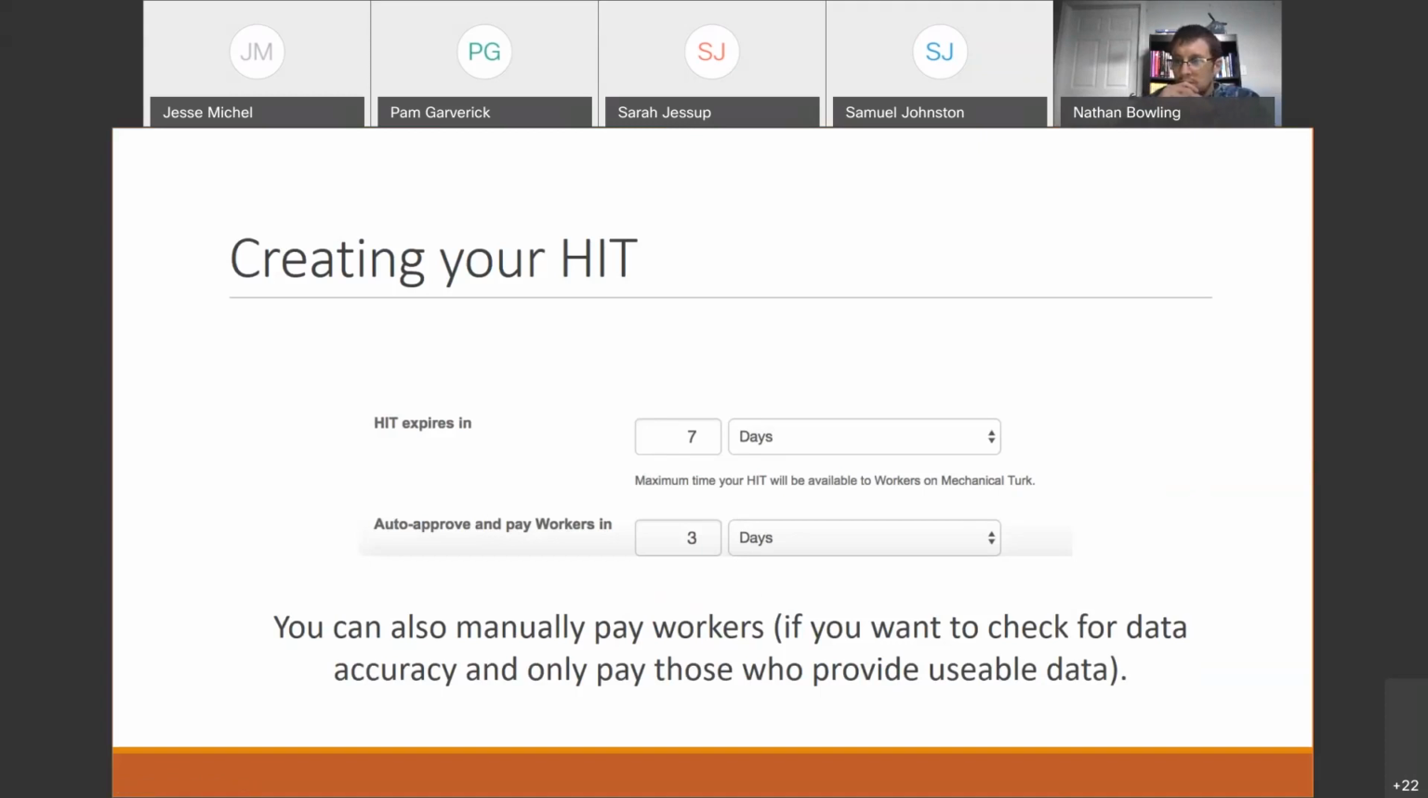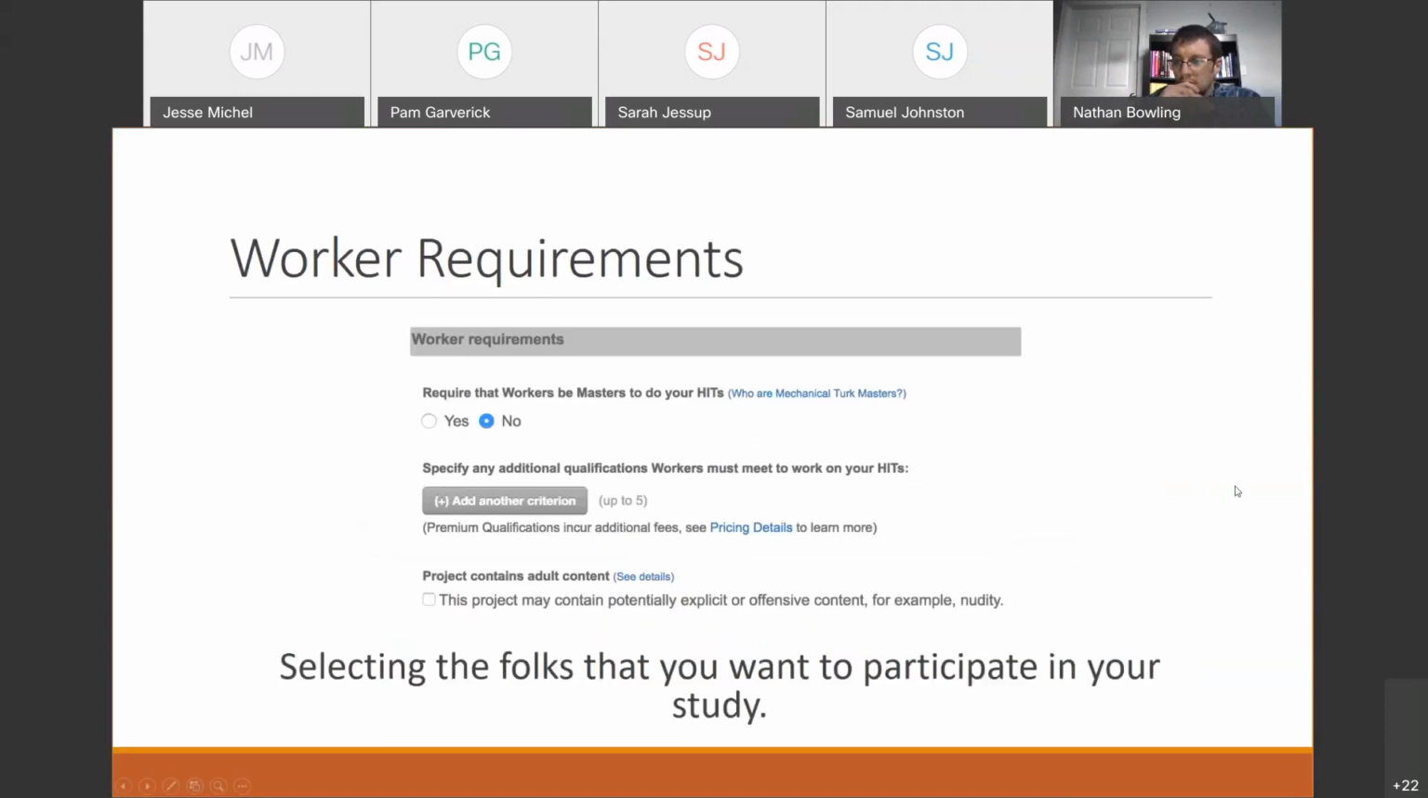Recommend them. And then here, worker requirements. I've never used this. MTurk has an algorithm that identifies master workers. This is important: no one knows what this master worker requirement is.